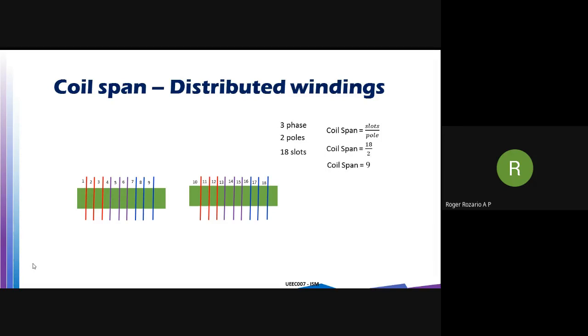So what do you mean by coil span? The length of the coil. Now I'm going to show you how these windings are formed. We will start from the first slot. We will end up with the 10th slot. So your coil span will be 10 minus 1, which will be 9. Is it clear? This is how the windings will be formed in the slots.